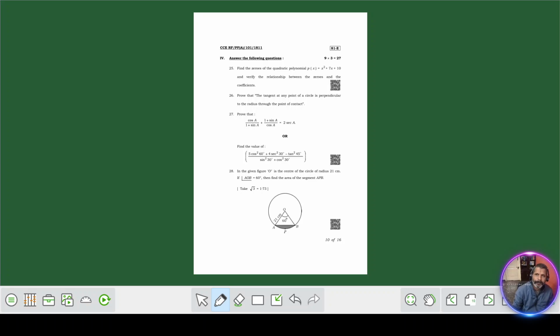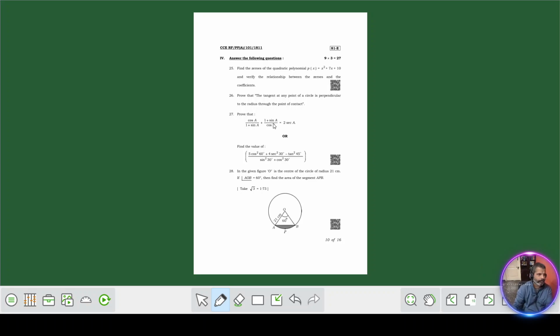Hi students, in the previous class we saw the 2025 maths 2 marks questions. Now in this class we'll see the same paper's 3 marks questions, which will be 9 in count, total 27 marks, from question number 25 to 33. Okay, we'll start.